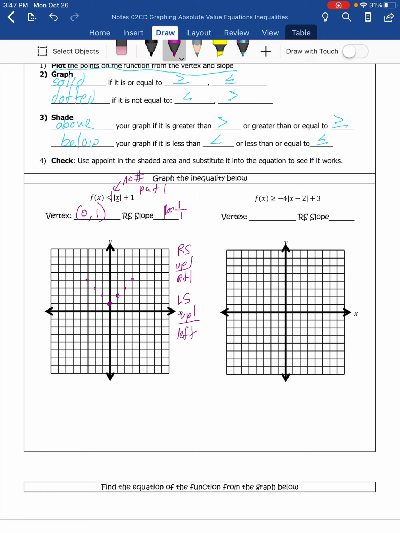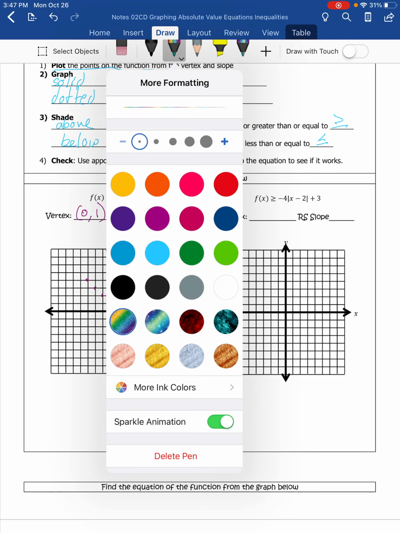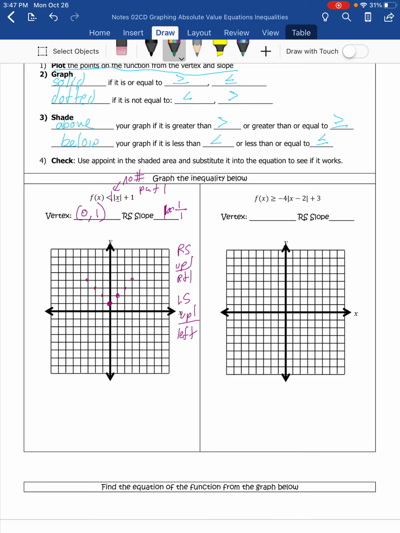Okay, so now we have 2 more things to look at. The first thing you determine is this right here. This is going to be dotted because it is not equal to. So when I graph my line, I'm not going to make it a solid line. And I'll explain that in just a bit.